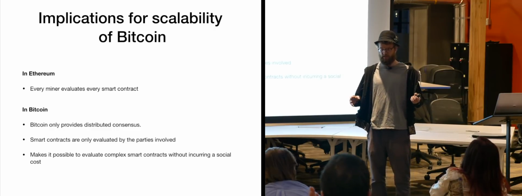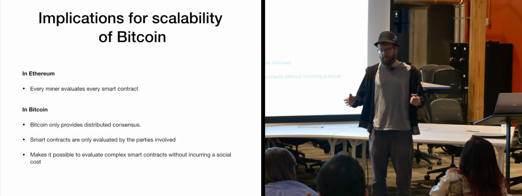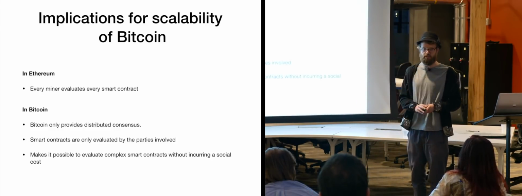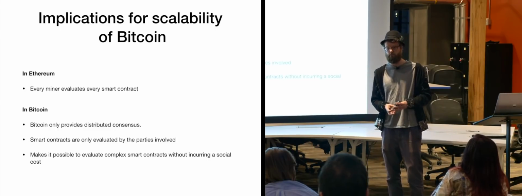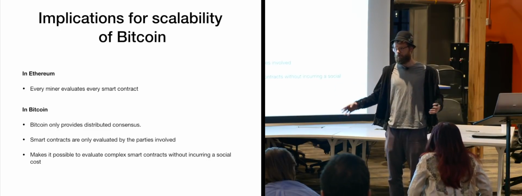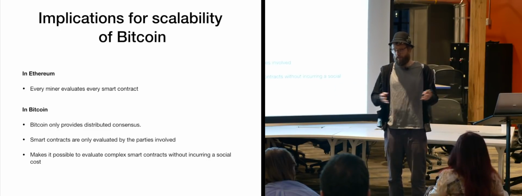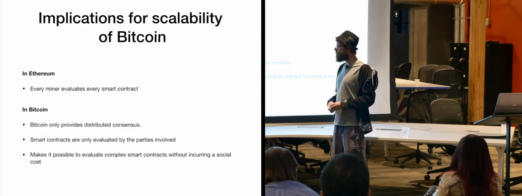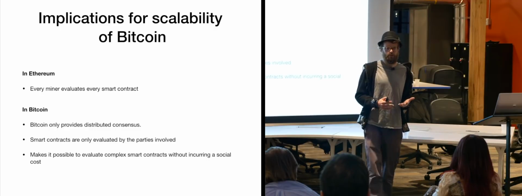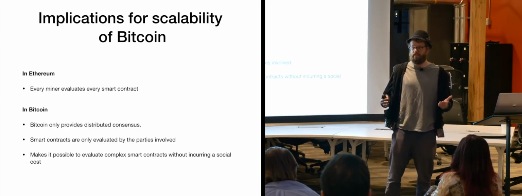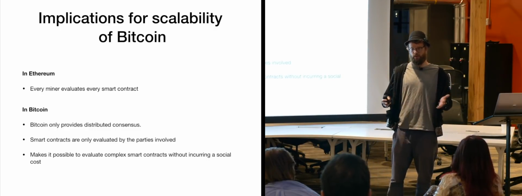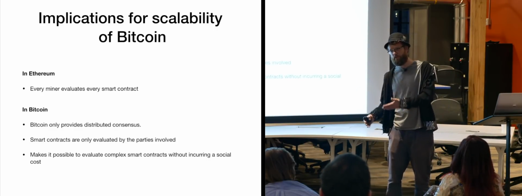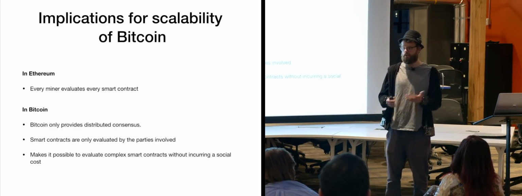If you wanted to do this in Ethereum, it'd be insanely expensive, and people would start complaining about social costs. Maybe some rich guy can afford to run these super complicated contracts, but then nobody else can use Ethereum in that time. That kind of sucks. So I think this hybrid approach, where you just use Bitcoin for this distributed consensus and build stuff around it, might be a path that makes Bitcoin scale much better and at the same time supports more complicated applications than Ethereum.